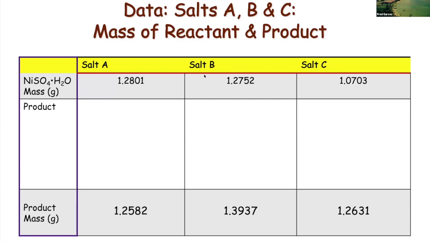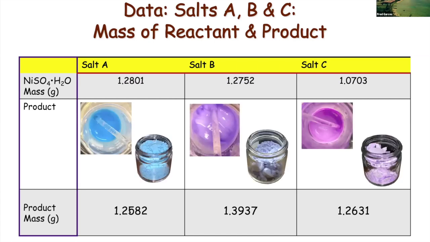This is the mass of the starting salt for A, B, and C. This is the mass of the product. So if you know the chemical formula of the starting material, which is NiSO4 with 6 waters, okay? If you have that molar mass, then you can figure out how many moles each of these have. For each mole of the nickel sulfate hexahydrate, you produce 1 mole of product. It's a 1-to-1 ratio, okay? It's not a 1-to-2, it's not 1-to-3, it's a 1-to-1. So the moles of your reactant should be equal to the moles of your product.